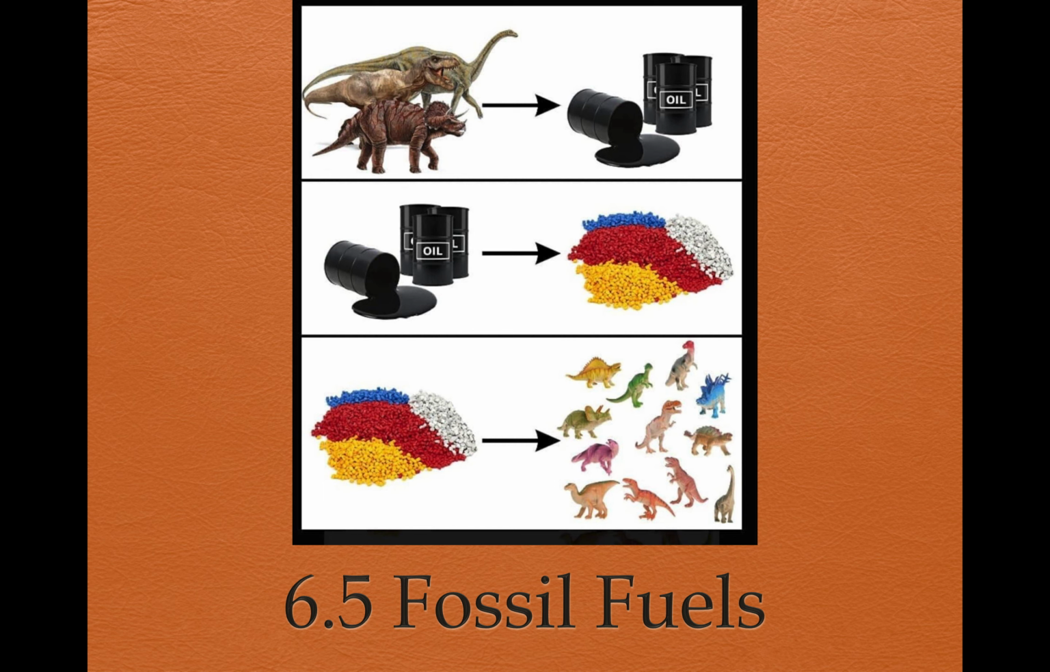So we've been talking about them in class, but this is going to be a more in-depth overview of different ones, as well as combustion. So this picture here on this page is showing the life cycle of a dinosaur. So with that, dinosaurs, after they've died, their bodies have been compressed, become oil. That oil is refined to become plastic, and that plastic is used to make plastic dinosaurs.